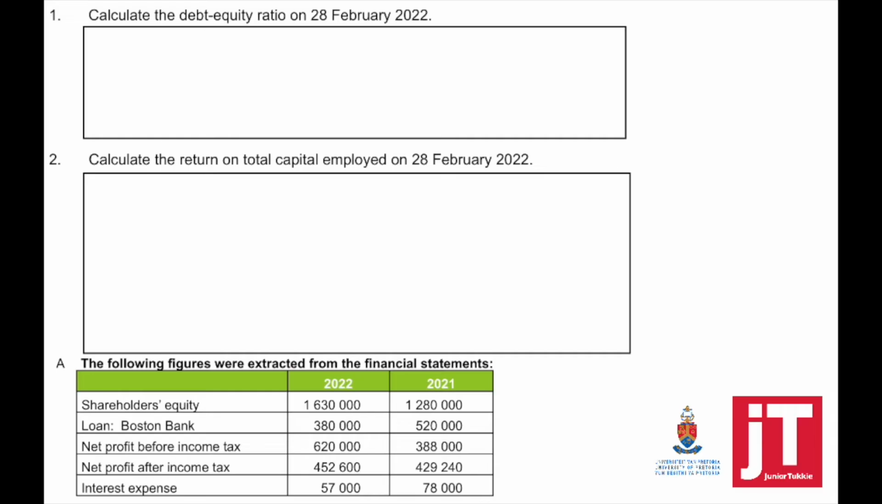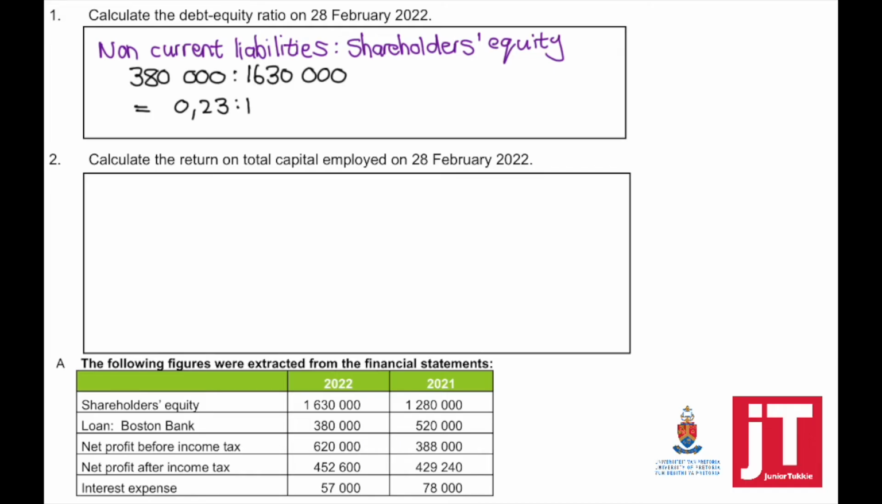To calculate the debt equity ratio, we need to take the non-current liabilities divided by the shareholders' equity. So this means that we're going to take 380,000 divided by 1,650,000. Again, your answer is always x:1.